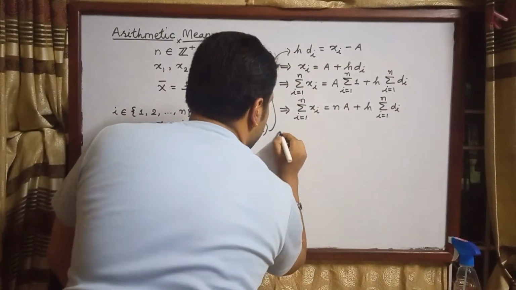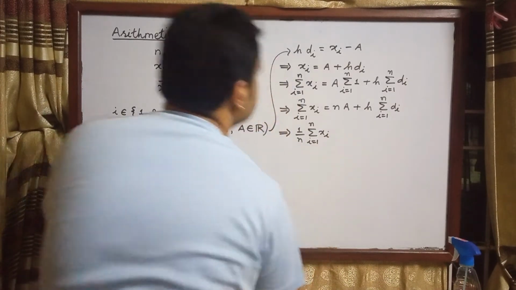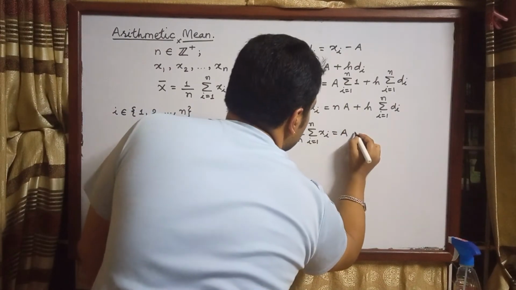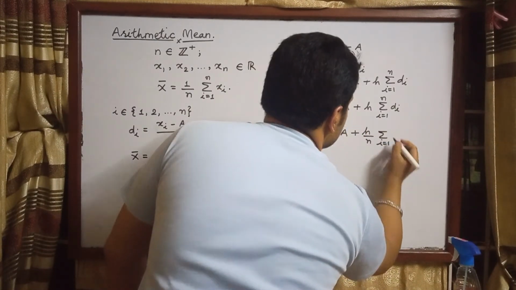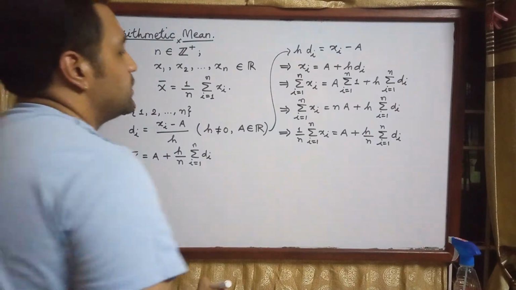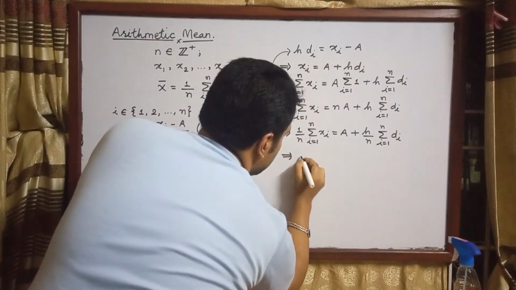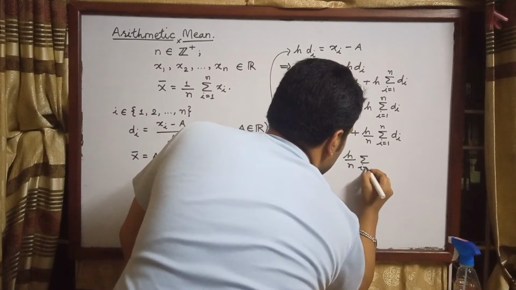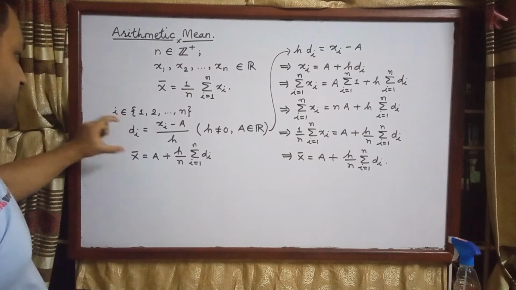So dividing both sides by n, we get 1 over n summation i runs from 1 to n of xi. Since we are dividing both sides by n, this n will get cancelled out, so we just have a here plus h over n summation i equals 1 to n of di. So by definition, this is the arithmetic mean of the observations. So we can write x bar is equal to a plus h over n summation i equals 1 to n of di. This is how we get this formula for the step deviation method.